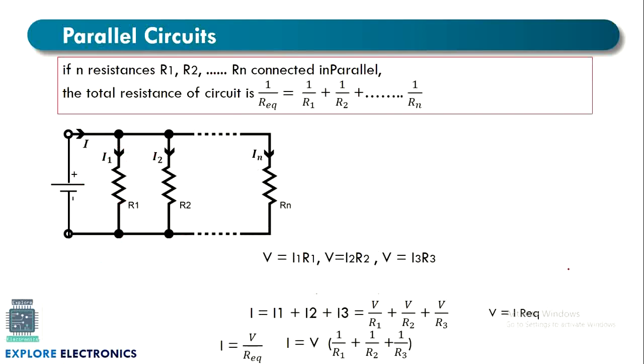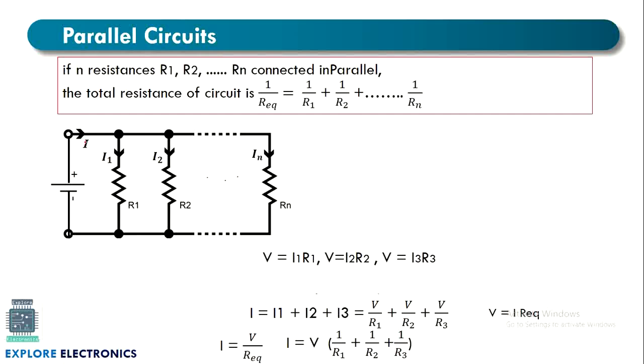Then we have parallel circuits. What happens when the same resistances are connected in parallel? That we need to understand. Here is the circuit showing three resistances connected in parallel. We can connect n number of resistances also, that's why it is shown as a dotted line here. Once we connect the parallel circuit like this, what happens?